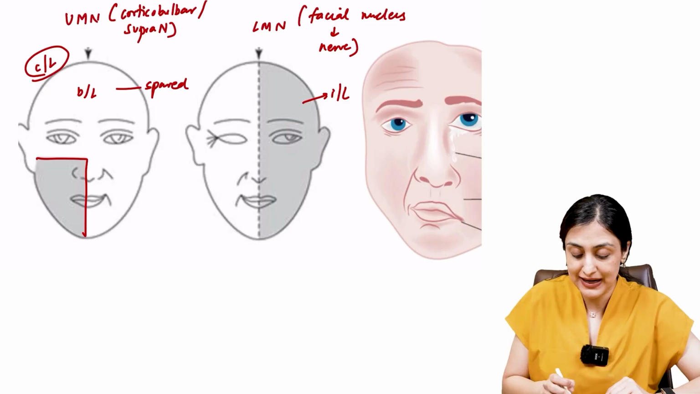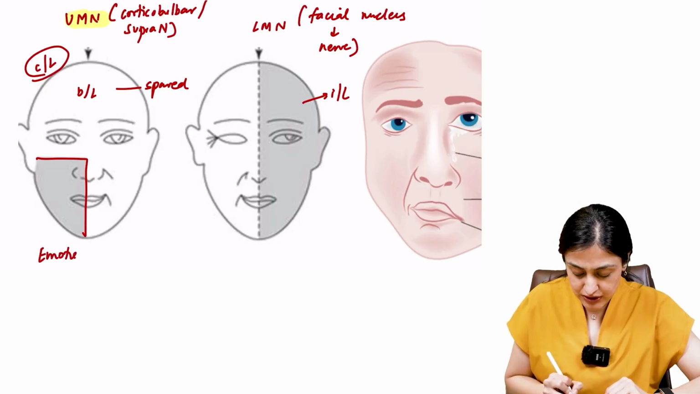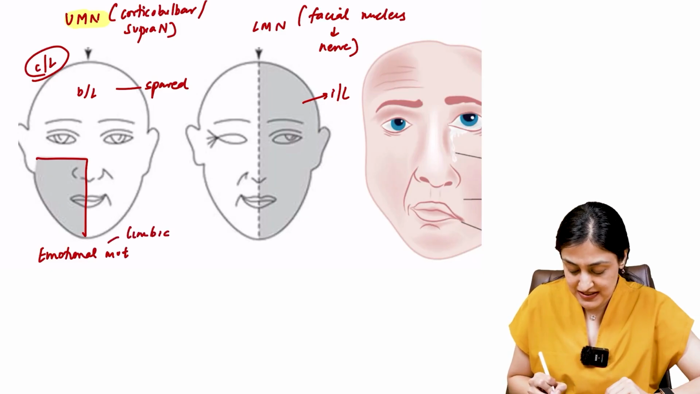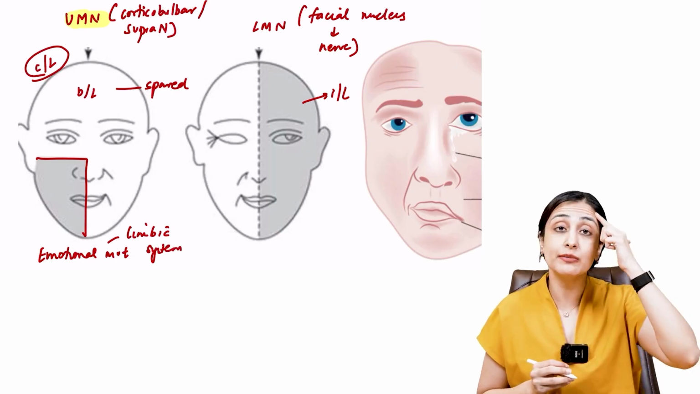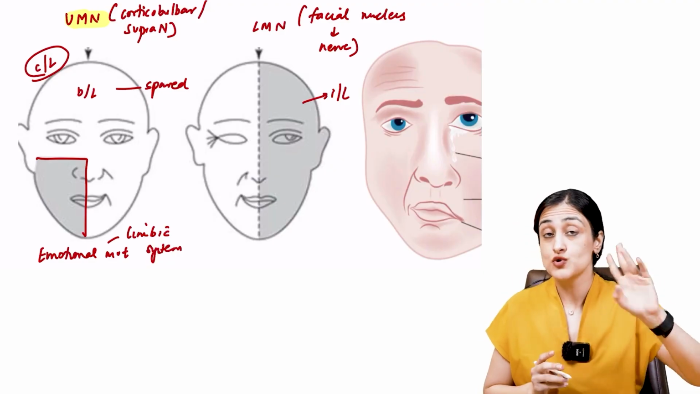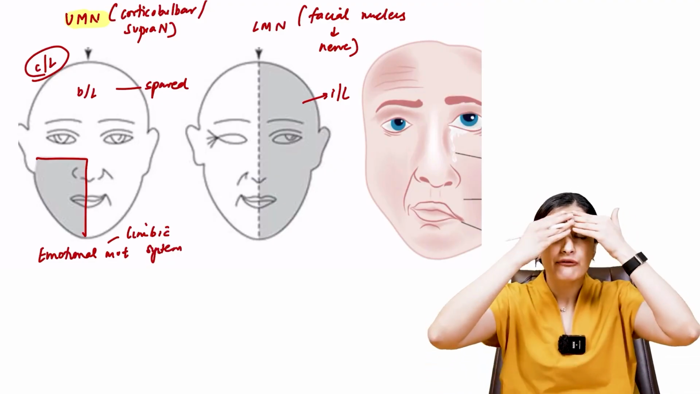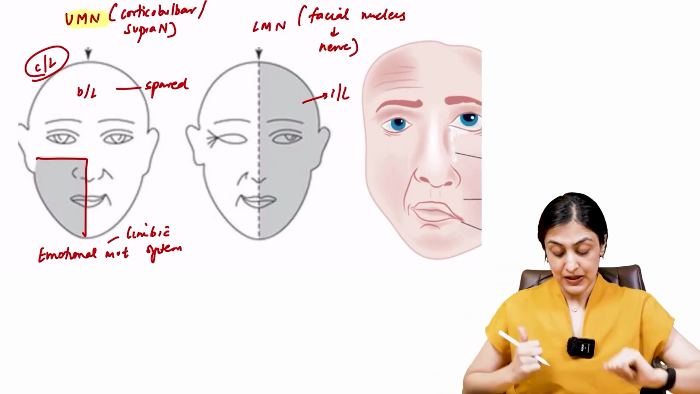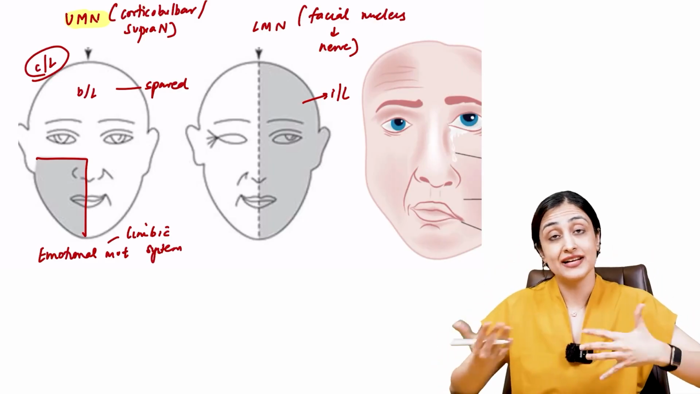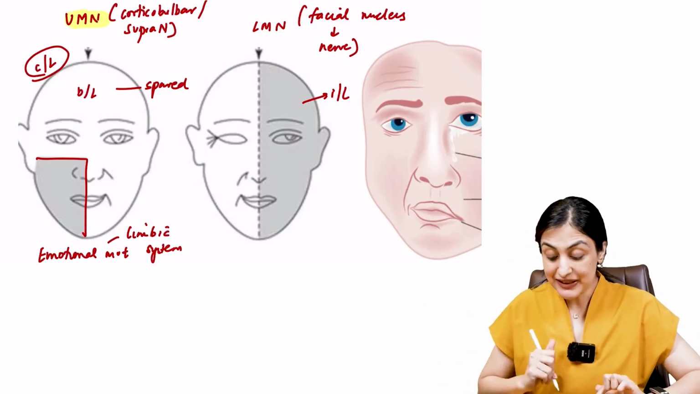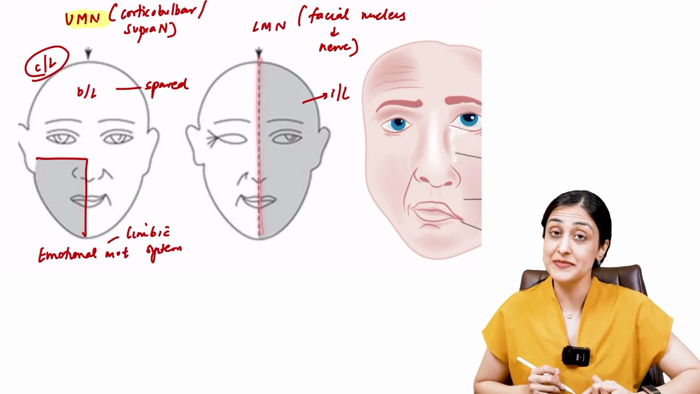Another thing that is spared in UMN is emotional movements. For example, everything which is regulated by the limbic system, those tracts are not involved. Only the corticobulbar, whatever the motor cortex is sending, is involved. So two buzzwords for UMN lesion: forehead spared and emotional movement spared. All right. So any emotion-related crying, etc., will be spared. But in LMN, everything on that same side will go.